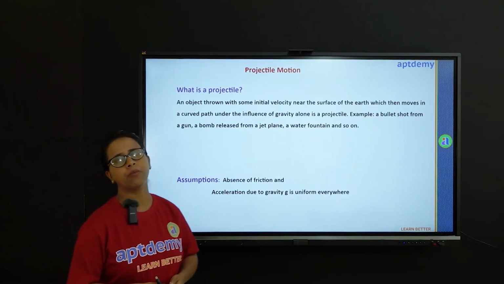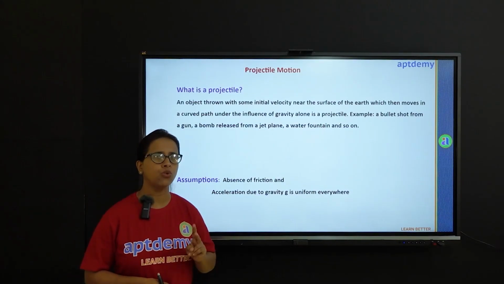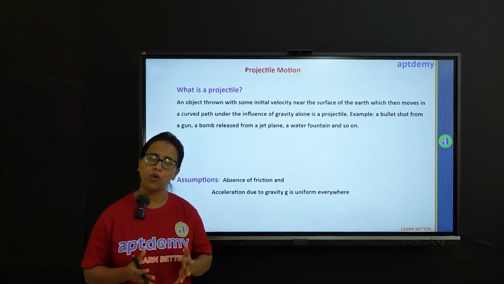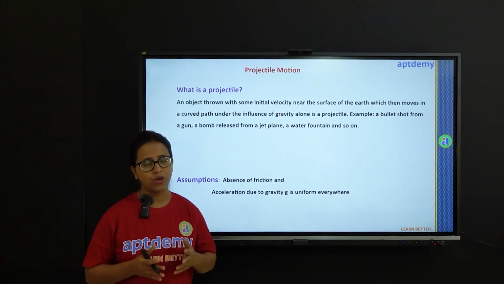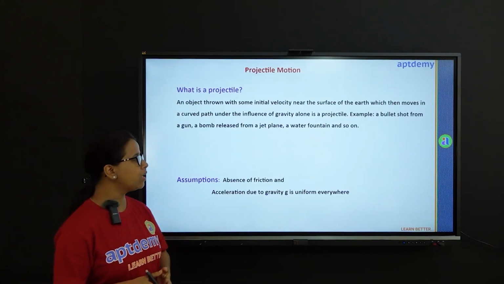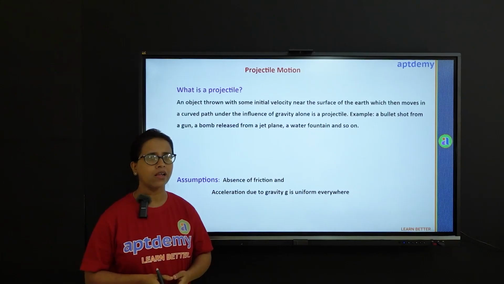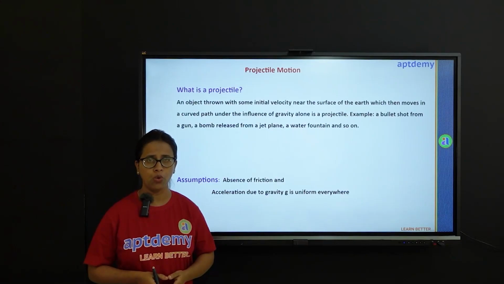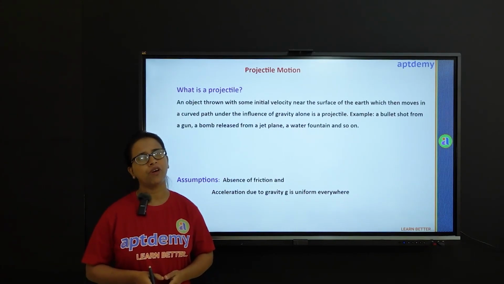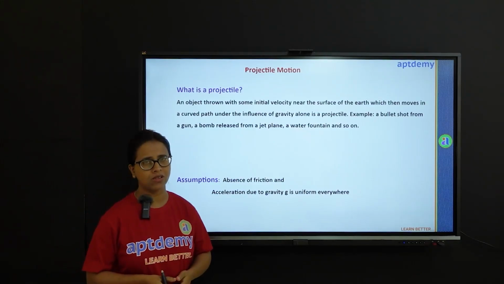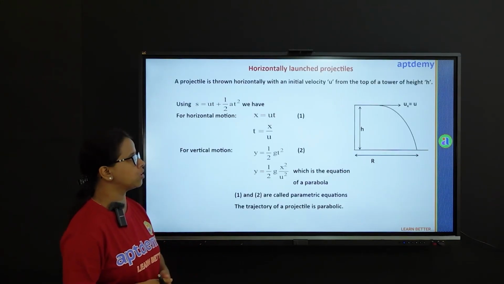Now, whenever we are talking about projectile motion, we make two assumptions. First, the absence of friction. Friction is the force that opposes motion. So while describing projectile motion, we assume that friction is not present. And the second assumption that we make is that acceleration due to gravity g is uniform everywhere. Though we know that acceleration due to gravity varies at the equator and at the poles, even then, we make certain assumptions in explaining projectile motion.